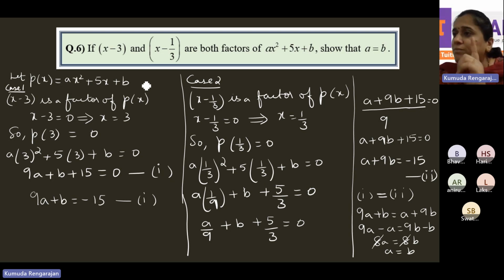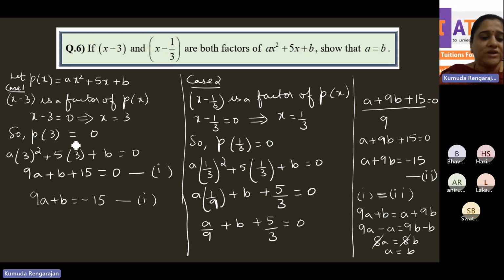When you're working P of 3 or P of 1 by 3, it is to find the remainder. But here, why will you find the remainder? You already know the remainder. Because they are factors, you know the remainder is 0. So that means P of 3 is equal to 0, P of 1 by 3 is equal to 0. So we already have two conditions. We have created two equations already.